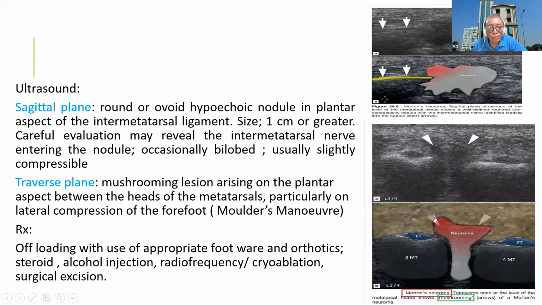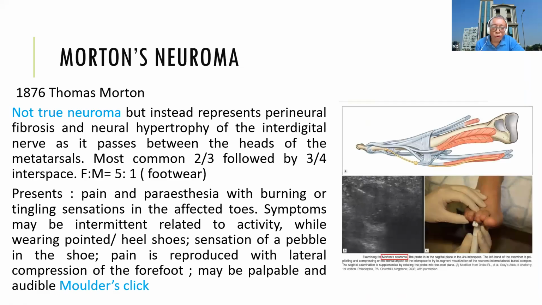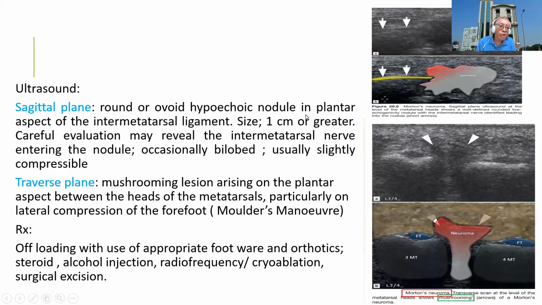So here, as I've told you, this is not a true neuroma, but basically neural hypertrophy or perineural fibrosis is the main culprit, which will impinge the nerve and cause neuropathic type of pain wherever it supplies. And if you see the lower picture, this is the transverse view of the Morton's neuroma, and these hyperechoic structures are the heads of the metatarsal. Between these two heads of the metatarsal, you can see a mushroom-like lesion.